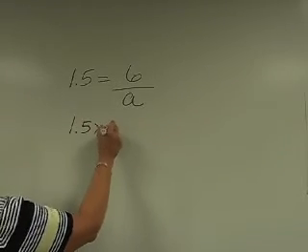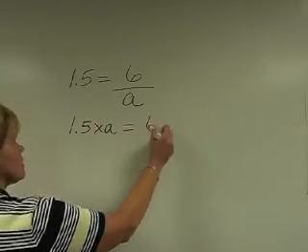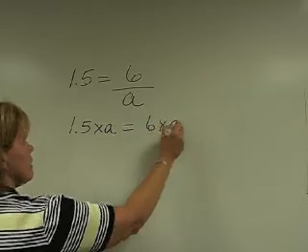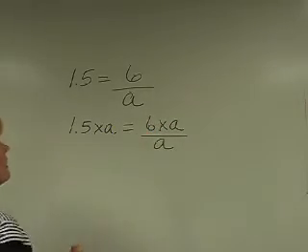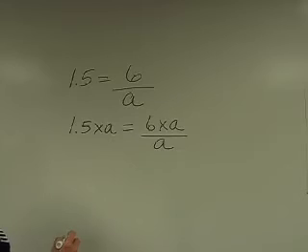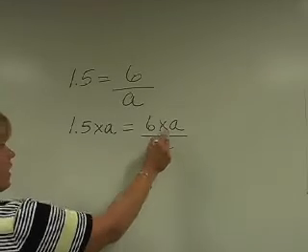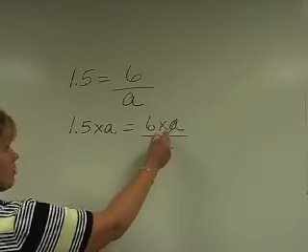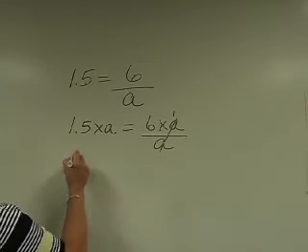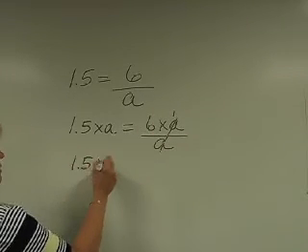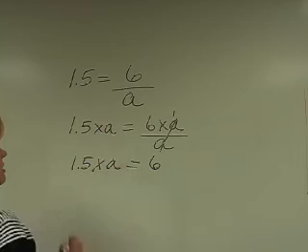1.5 times A equals 6 times A. There's our multiply both sides by A, but we still have A here in the denominator. Any number divided by itself is equal to 1, so we can cancel this, and that equals 1. So now we have 1.5 times A equals 6.